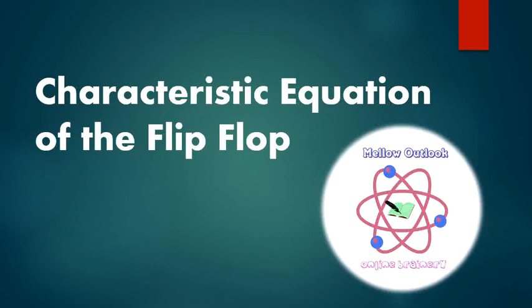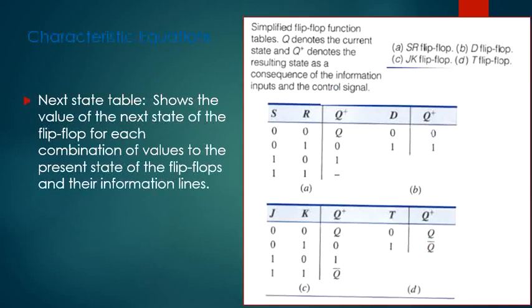Welcome to the tutorial on characteristic equation of the flip-flop. There are four types of flip-flops, that is the SR flip-flop, the JK flip-flop, D flip-flop and the T flip-flop. The simplified form of their function tables is given here.